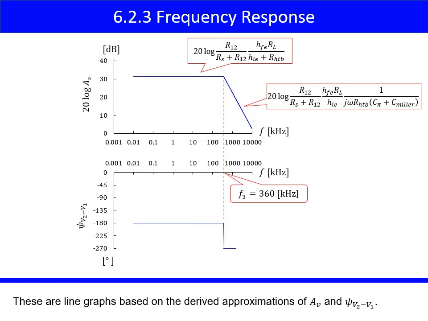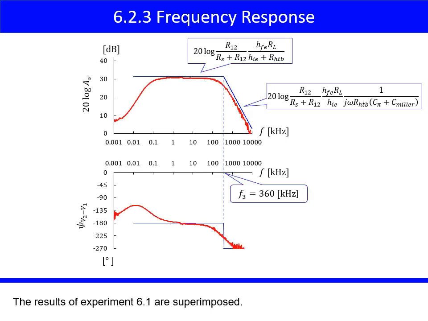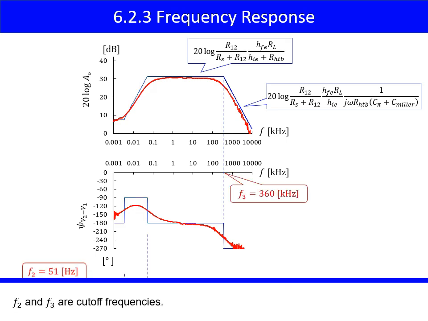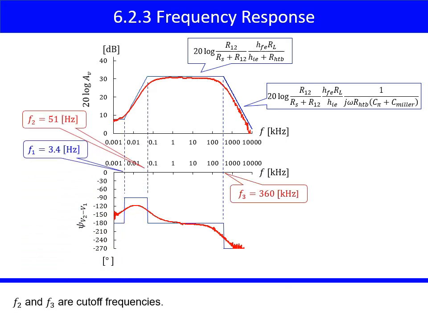These are line graphs based on the derived approximations of Av and ψ of V2 to V1. The results of experiment 6.1 are superimposed. The approximate lines in the low frequency region are combined with those in the high frequency region. f2 and f3 are cut-off frequencies.